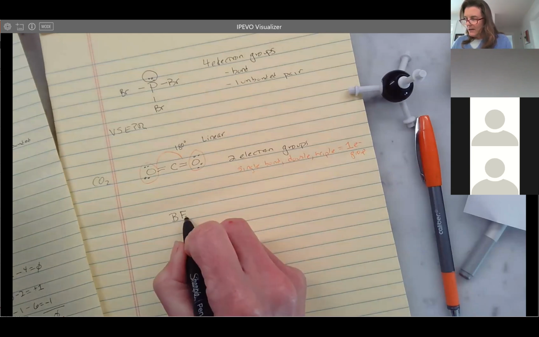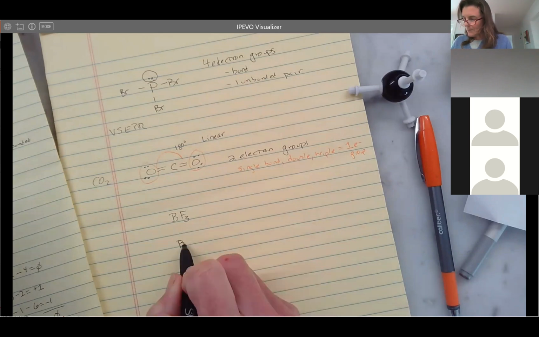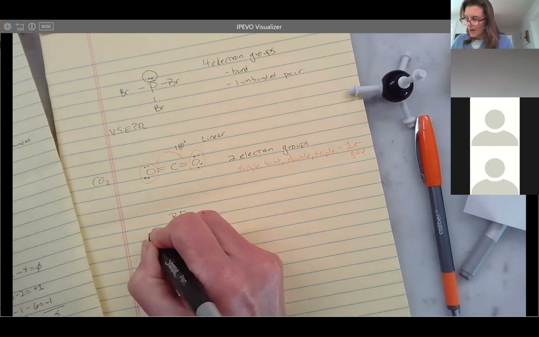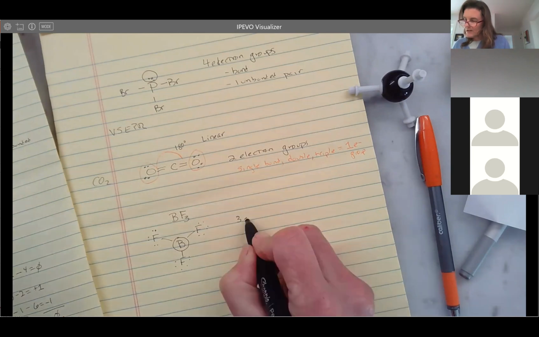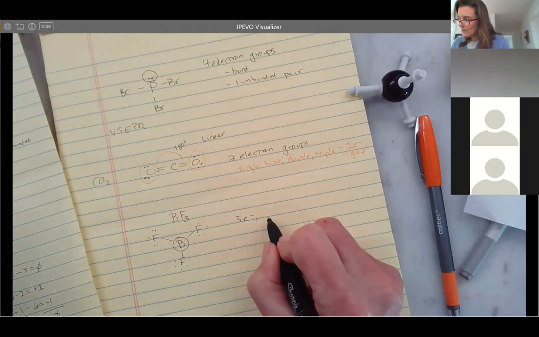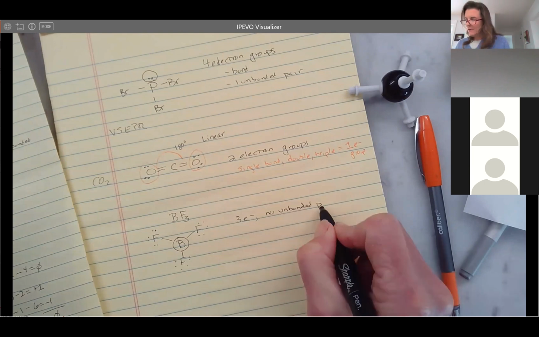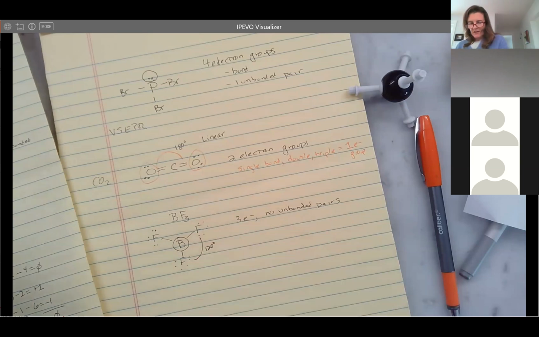BF3 has 3 electron groups. The Lewis structure looks like this. Each fluorine has 6 unbonded electrons. And my boron in the middle has 3 electron groups. It's got 3 bonds and no unbonded pairs. Unbonded pairs are often called lone pairs. And the furthest they can get apart is 120 degrees. That is called trigonal planar.